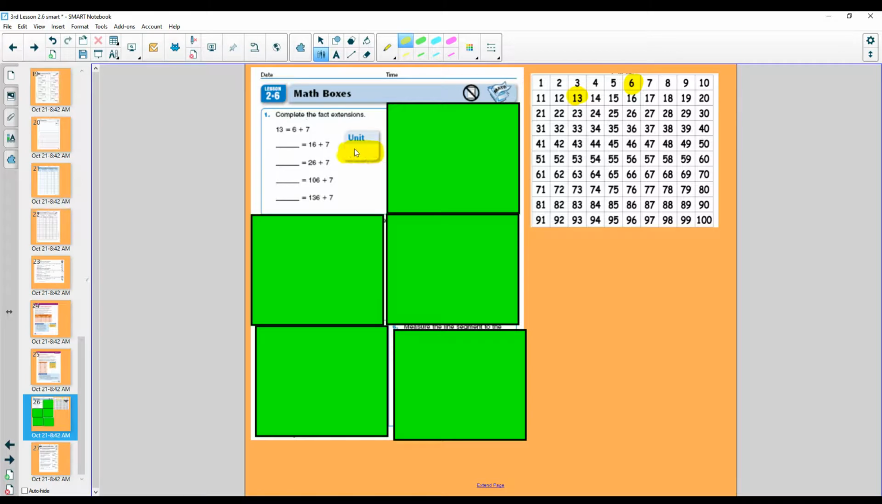So you could write Mrs. Rabe's gray hair or dogs, cats, Laffy Taffy, whatever you wanted in there. All right, we're going to complete the fact extensions.